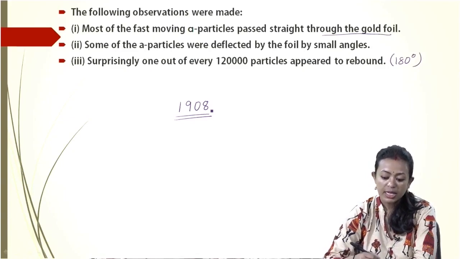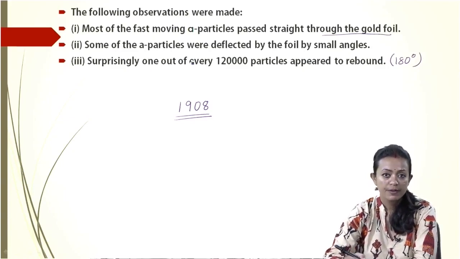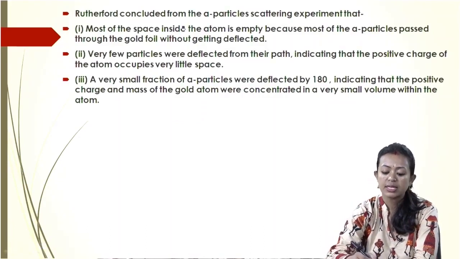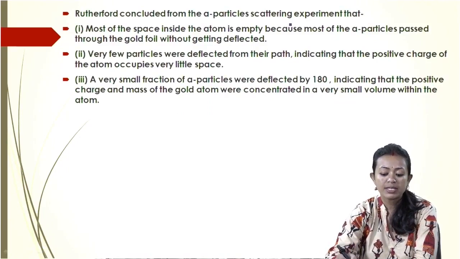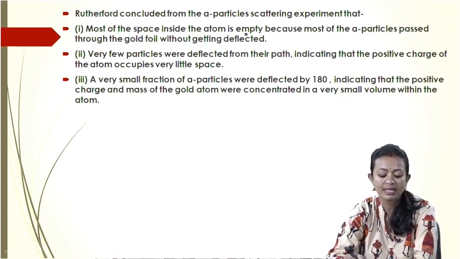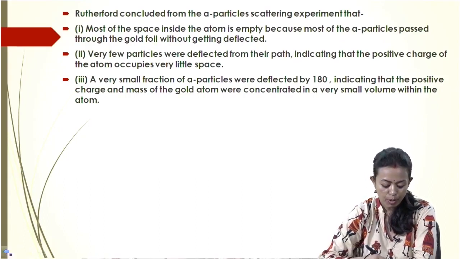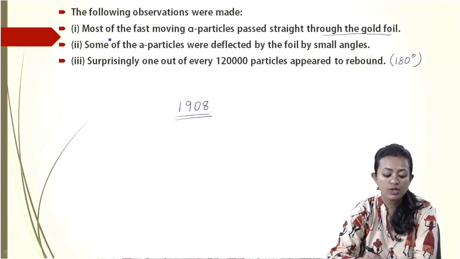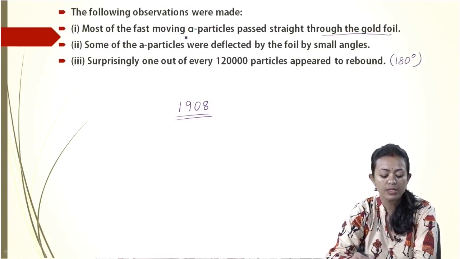So through these observations, Rutherford formulated his conclusions from the alpha particle scattering experiment. He concluded that most of the space inside the atom is empty, because most of the alpha particles passed straight through the gold foil without getting deflected. Now that happened because of the first observation. In the first observation, what did he observe? That most of the fast moving alpha particles passed straight through the gold foil.